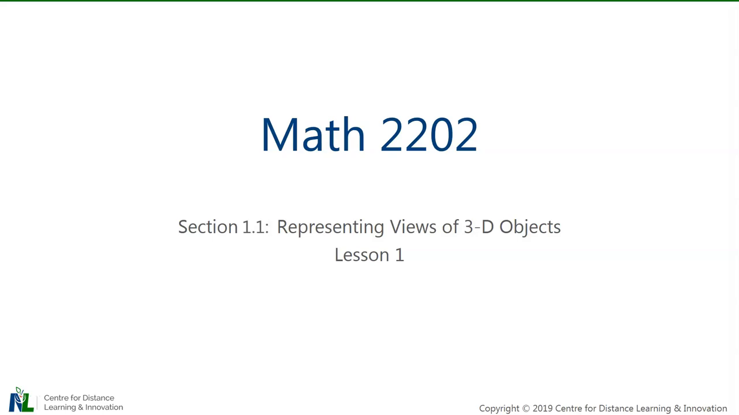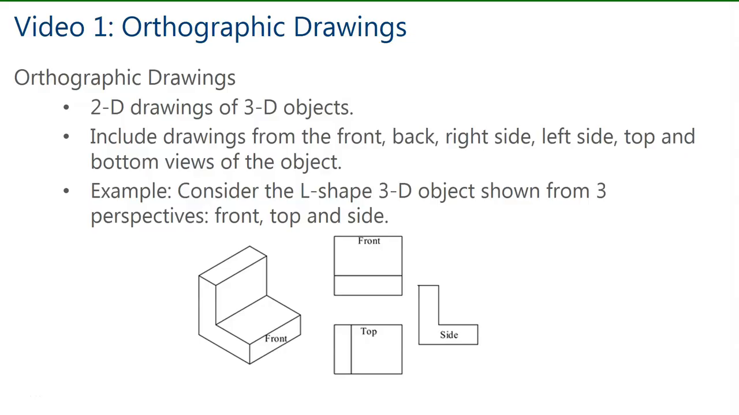Welcome to Representing Views of 3D Objects. Here we'll look at some orthographic drawings, which are two-dimensional drawings of three-dimensional objects. They would include drawings from the front, back, right side, left side, top and bottom views of the object. So if you held the object in your hand and you looked at it from the front, what shapes do you see? And then you draw those.